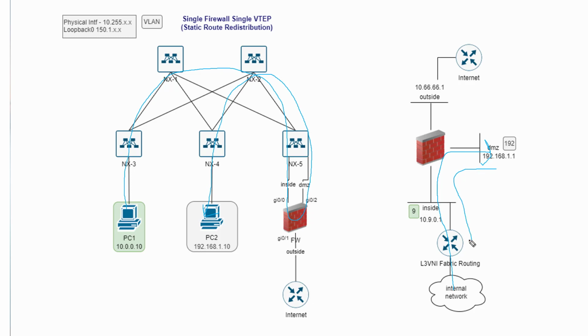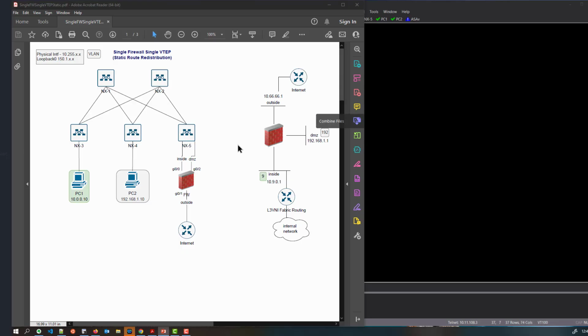So here, the way back would be here. And then the way back from PC2, we change colors. PC2 starts here. It has to go to its gateway, which is the DMZ. And then the firewall routes it to the inside, which then sends it back to PC1. So it looks a little crazy. But let's see how it works in the lab.